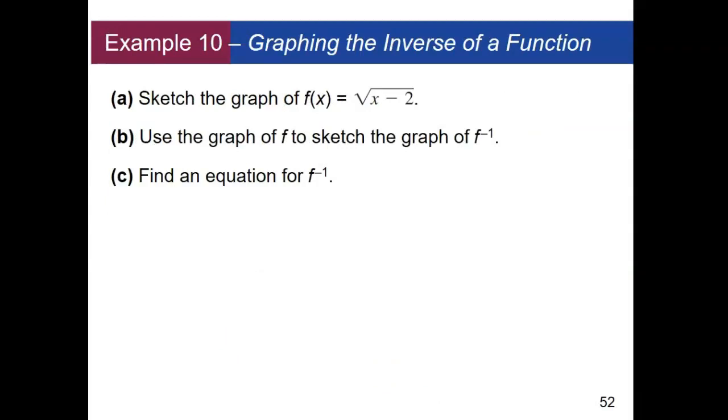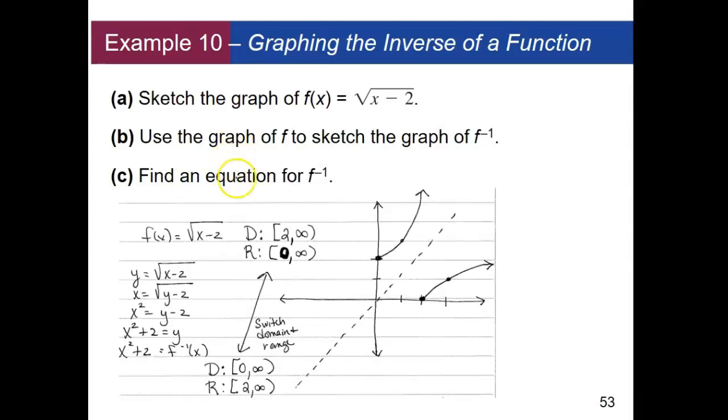Okay, so on this one, if we want to sketch the graph of this function, the square root of x minus 2, and then use that to sketch the graph of its inverse, and then find an equation for the inverse. So looking at this, we're going to start out here. This is our square root function. So if we look at the diagonal line and reflect it over that, this point is going to get reflected here. The point (3, 1) is going to be (1, 3), and so forth. So we get this function here on the graph that's a reflection in this line, y equals x.